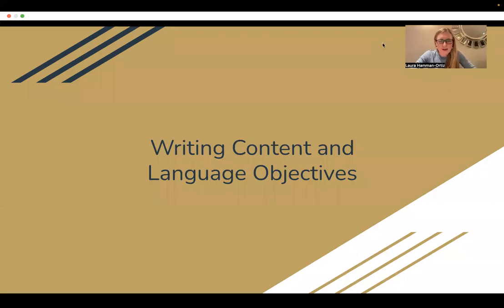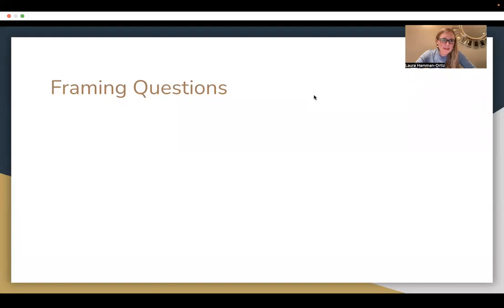To begin, let's talk about why we should be writing content and language objectives in the first place. I want to begin with a few framing questions to get us thinking about why teachers should think about content and language objectives.